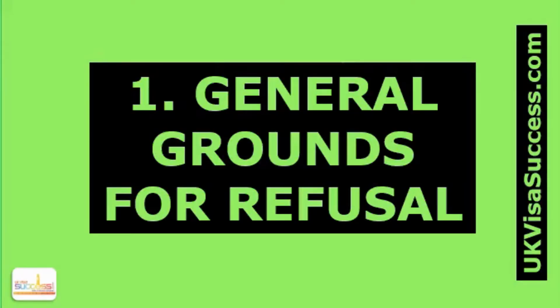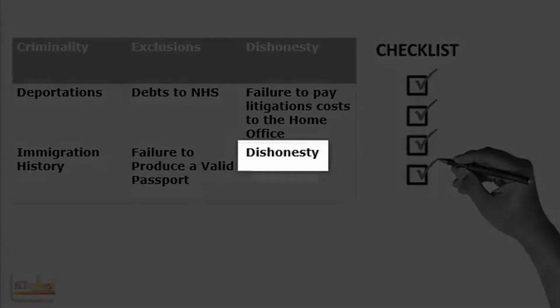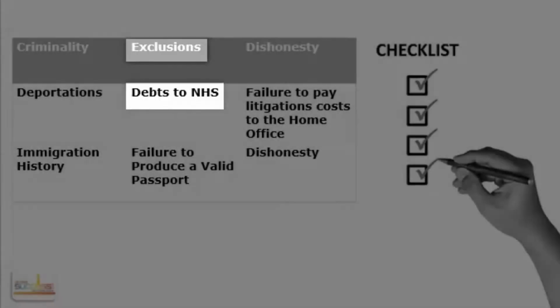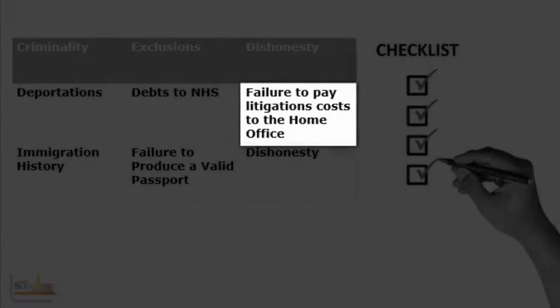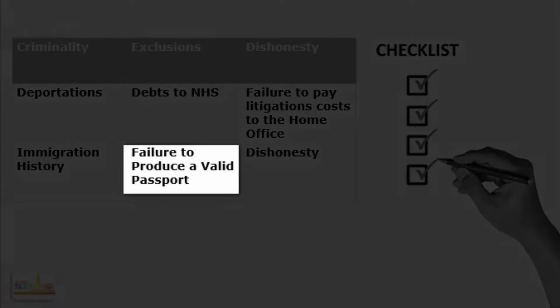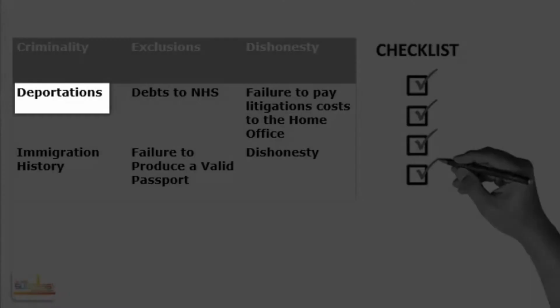General grounds for refusal. This is where the decision makers start considering applications. There are a number of general grounds for refusal, and they are generally about criminality, dishonesty, exclusions, debts to the NHS, failure to pay litigation costs to the Home Office, failure to produce a valid passport, immigration history, and deportations.